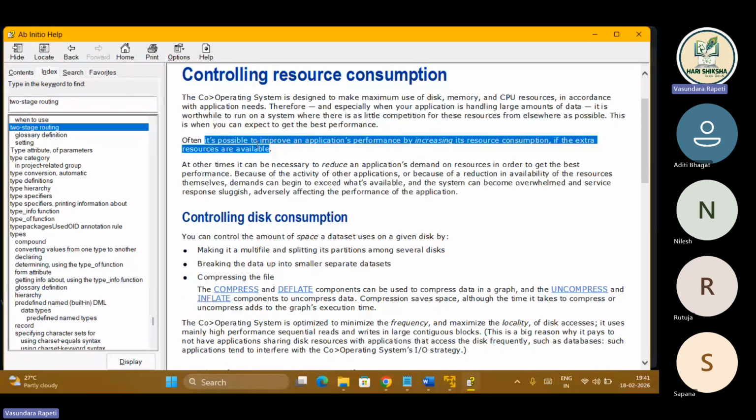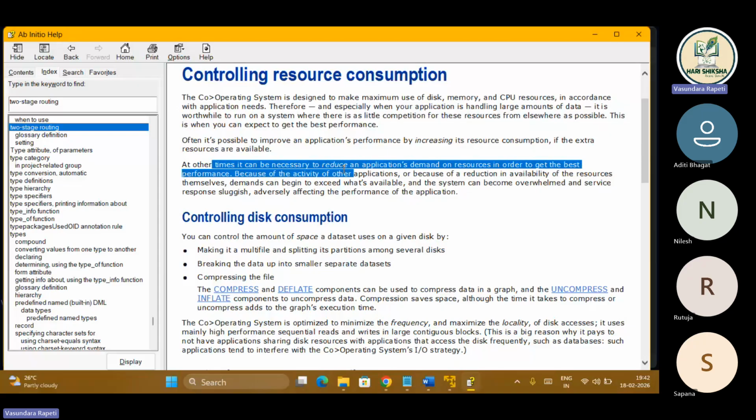Often it is possible to improve an application's performance by increasing its resource consumption if the extra resources are available. Yes, if you have many machines, you have 12 machines, you can use 12-way. If you have 30 machines, you use 30-way. Otherwise, don't do parallel. In other cases, it can be necessary to reduce an application's demand on resources in order to get the best performance, because of the activity of other applications or because of a reduction in the ability of the resources themselves.